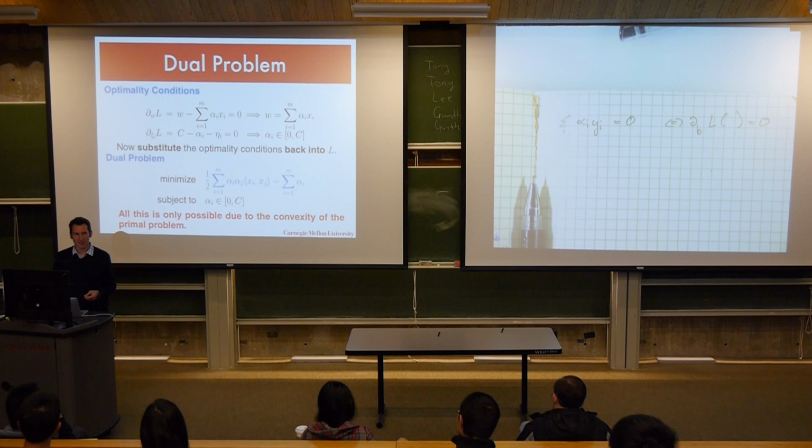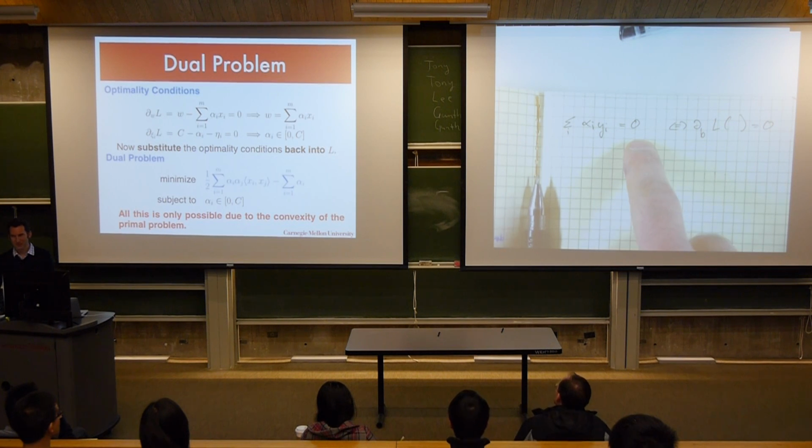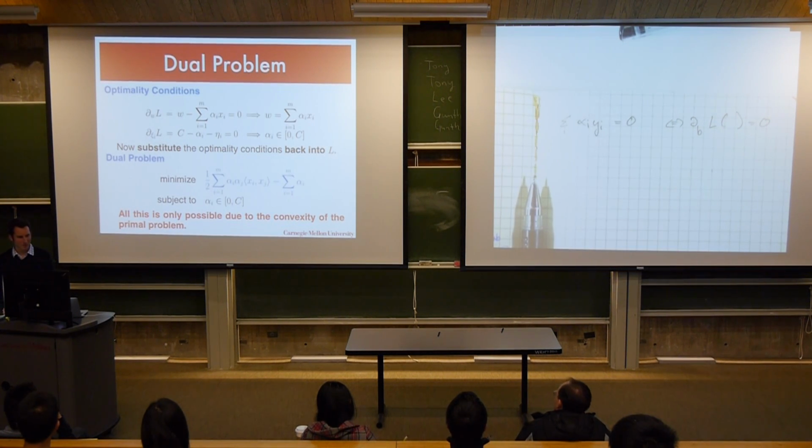If I didn't have a constant offset for SVM classification, I also wouldn't get this, right? So if I wanted to solve an optimization problem just of the form w·x greater or equal than 1 for y equals 1, and less or equal than minus 1 for y equals minus 1.